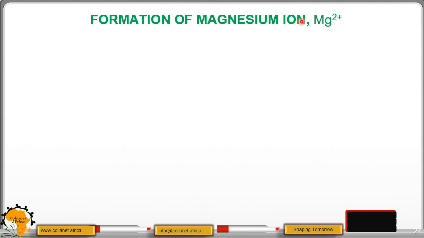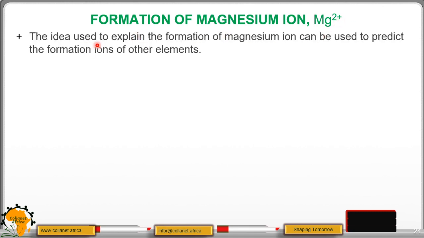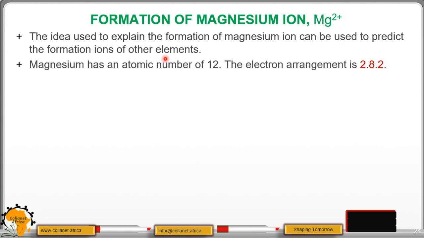Formation of magnesium ion, so Mg2+, it's good to note that. The idea used to explain the formation of magnesium ion can be used to predict the formation of ions of other elements. Now let's see: magnesium has an atomic number of 12. So it has 12 protons, therefore it also has 12 electrons, and that is why we have atomic number 12. The electron arrangement will be 2 in the first energy level, 8 in the second energy level, and 2 in the last energy level or the third level, meaning it has 3 periods. It is in group 2.